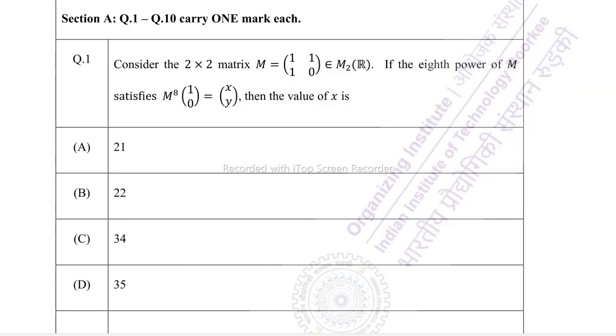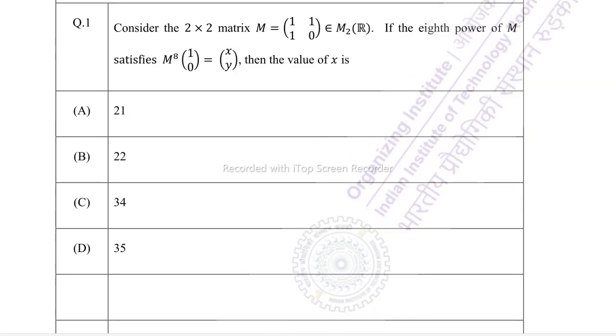Consider the 2 by 2 matrix M whose first row is 1 1 and the second row is 1 0. Suppose the 8th power of the matrix M satisfies the condition that M power 8 times the vector (1, 0) equals (x, y). Then what is the value of x?